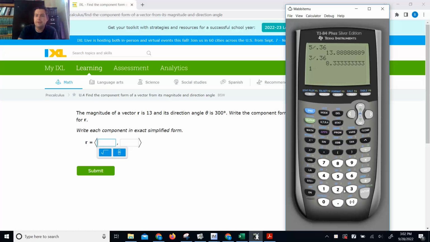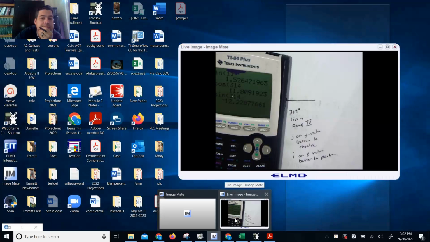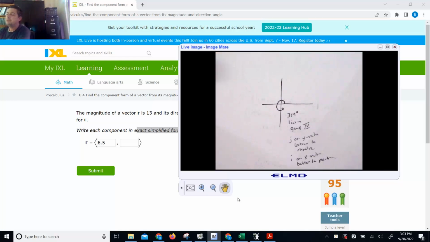So what do we got here? We got 13 cosines 300. That's going to be a rotation to quadrant 4. Hopefully the X value is positive. It is 6.5. Oh, they want exact simplified form, don't they? I almost glossed over that. Time for a piece of paper. I just about missed that. I was going to push buttons in a calculator.